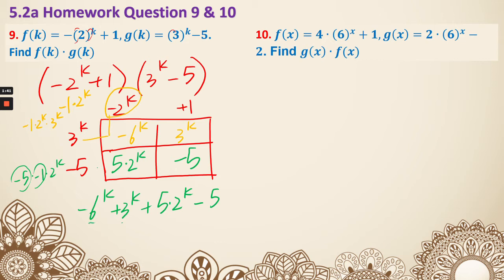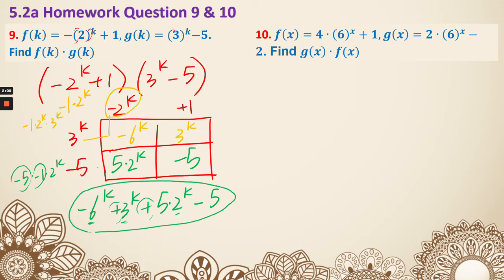These are all different bases, and also because they're not being connected with multiplication, they're addition, so you are looking for like terms, but they are all different bases. That's a 6, that's a 3, that's a 2. They're not like terms, so you cannot combine them, which means this is actually the final answer.